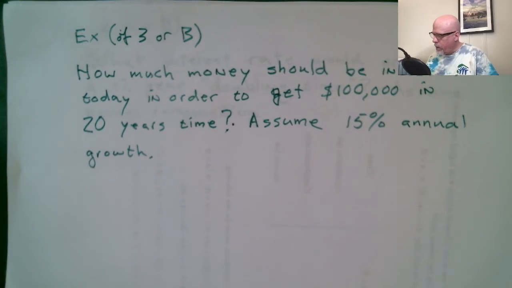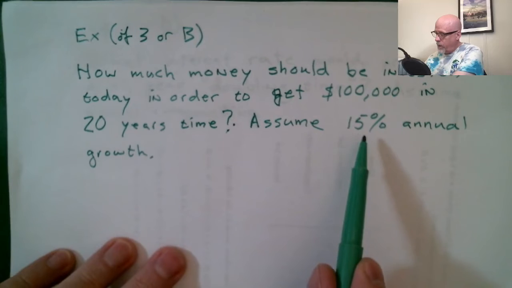Okay, so here's an example of a type 3 problem, or what they would call strategy B, which is the scenario where you don't know the initial amount, but you do have enough information to figure out the other things. It's asking us how much money should be invested today in order to get $100,000 in 20 years' time. That's a future value of money kind of thing. You want the future value to be $100,000.